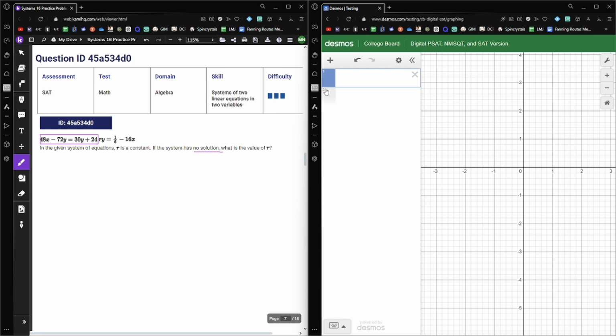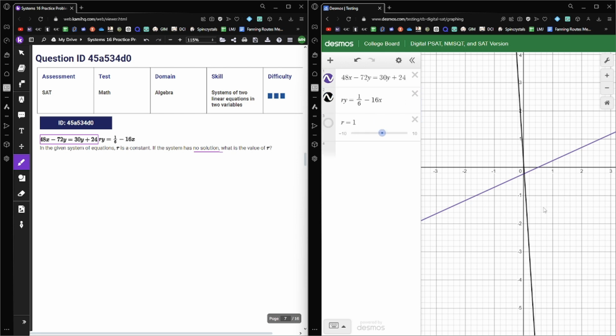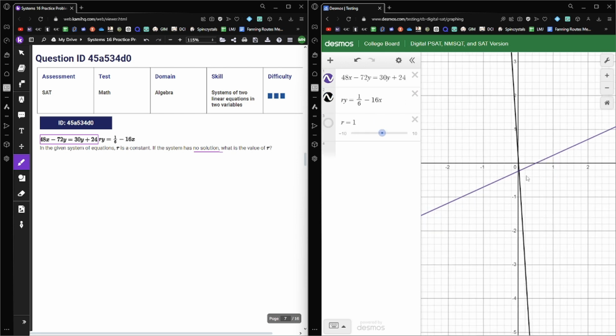So 48x minus 72y is equal to 30y plus 24. And ry is equal to 16 minus 16x. Of course, you have to add in our slider. Let's do that. Dang. Okay, this is gonna take a while.